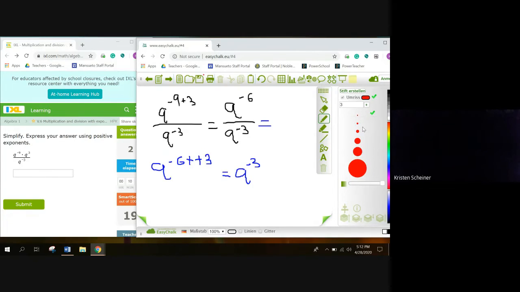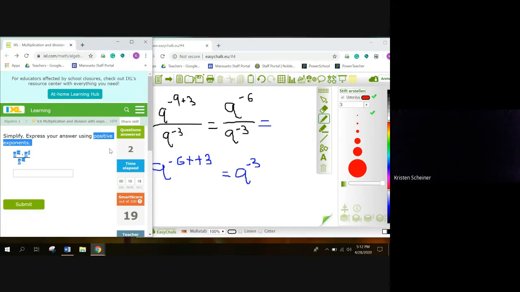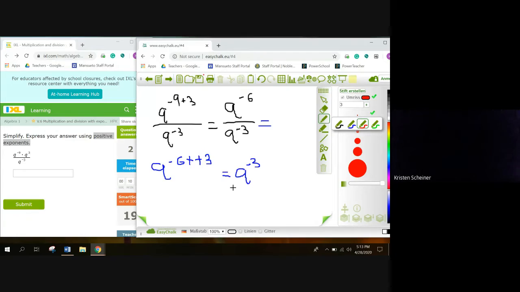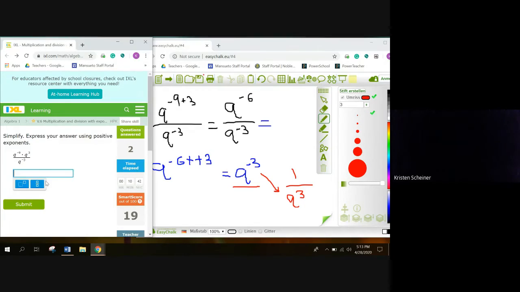But we cannot have negative exponents. Our directions even say positive exponents only. And negative exponents do not like where they're at. They move to the opposite side of our fraction bar and they become positive. So that negative 3 is going to move down here and become q to the positive 3. And we put 1 as a placeholder. So we can see that our final answer is going to be 1 over q to the positive 3.